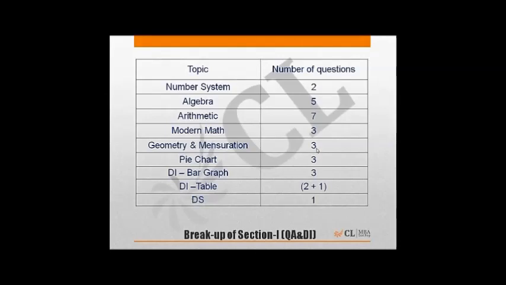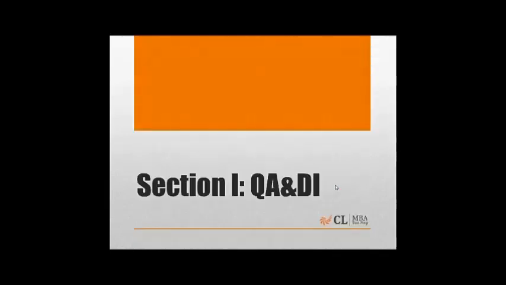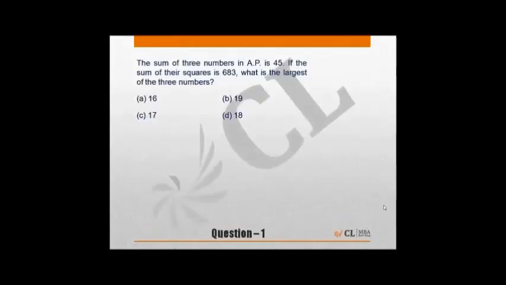Okay, a fairly balanced section, but as the norm is about a third of the quant questions from arithmetic, algebra and geometry and modern maths playing an important role, and with the 9 questions from DI and the solitary questions from DS. Now with this background in mind, let's start with the QADI section. Let's look at how the questions should have been solved, how the paper should have been attempted, and here we'll go question by question. Let's move to the first question.